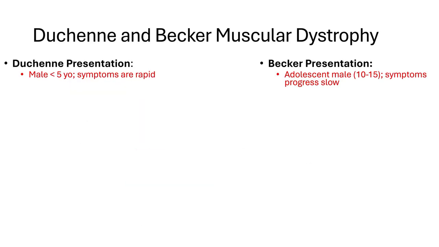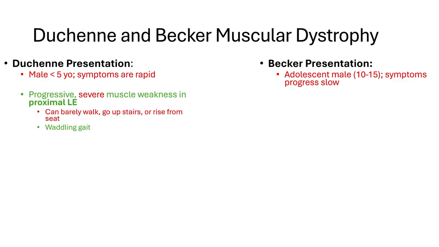Now let's talk about how these two classically present. We've already talked about the onset of symptoms. Duchenne's typically less than 5 years of age. Becker's is 10 to 15. Because of the complete loss of dystrophin protein, the symptoms are more rapid in Duchenne's. And we'll first discuss the presentation of Duchenne's and then compare that to Becker's. This is typically a progressive, severe muscle weakness, typically affecting the proximal lower extremities. And this is because this is where your larger muscles, like your hamstrings and your quadriceps, sit.